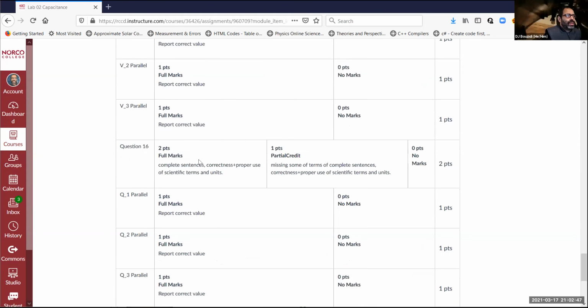Everywhere you have a spell checker, so please take advantage of it. Don't have typos in it. Do not write, for example, capacitance incorrectly. Sometimes it complains about scientific words and tells you they are not spelled correctly, but again, you're supposed to spell everything correctly.